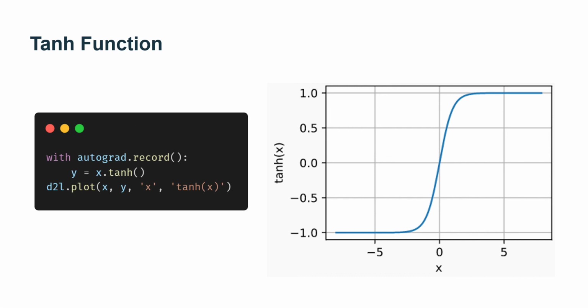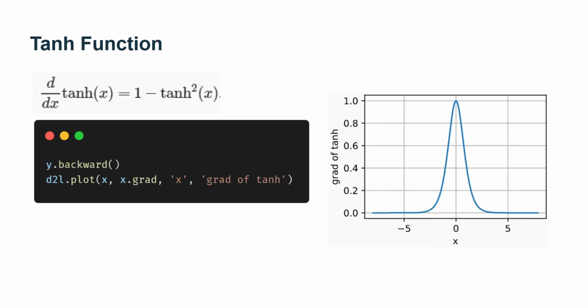Note that as the input nears 0, the tanh function approximates a linear transformation. Although the shape of the function is similar to that of the sigmoid function, the tanh function exhibits point symmetry about the origin of the coordinate system. The derivative of the tanh function is plotted below. As the input nears 0, the derivative of the tanh function approaches a maximum of 1, and as we saw with the sigmoid function, as the input moves away from 0 in either direction, the derivative of the tanh function approaches 0.